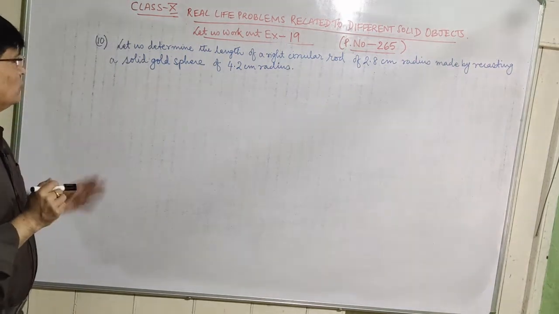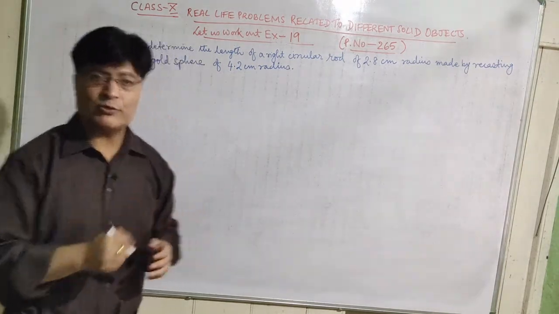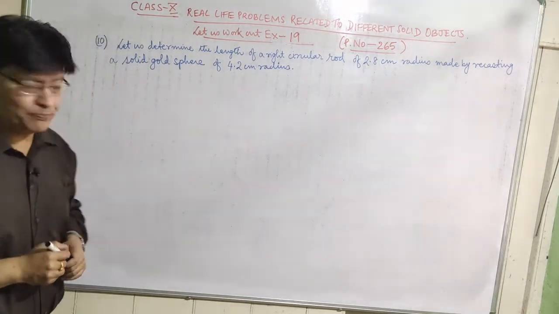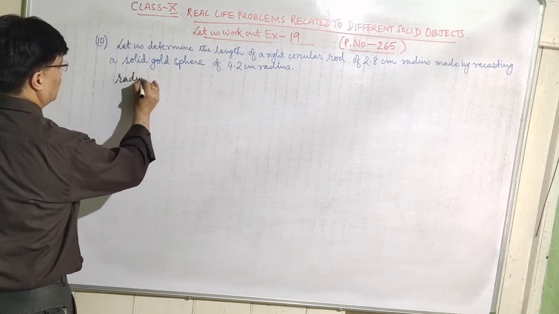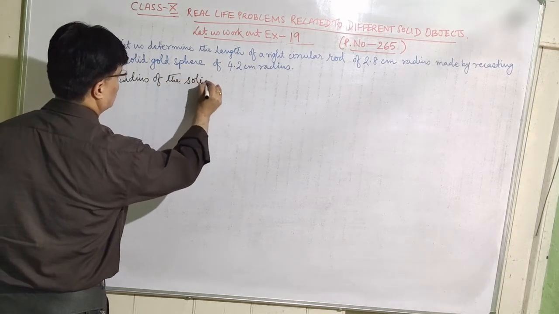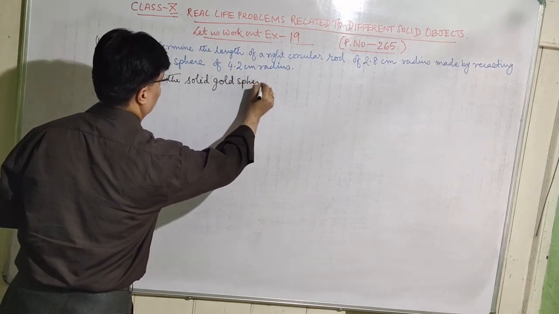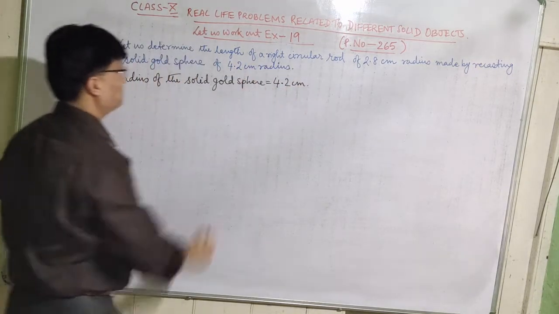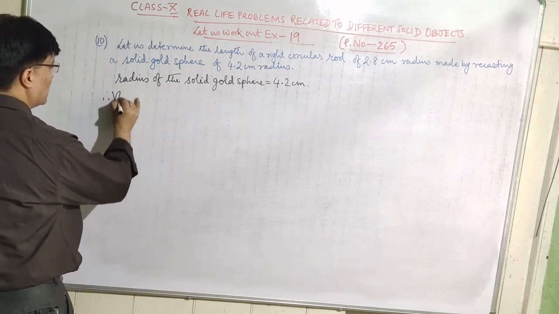Okay. So now this solid gold sphere is melted and a rod is made. So we have to find the volume. First we find the volume of the sphere. So let us write here: radius of the solid gold sphere. What is it given? It is 4.2 centimeter. Is that clear? Let us find out the volume of the solid gold sphere.